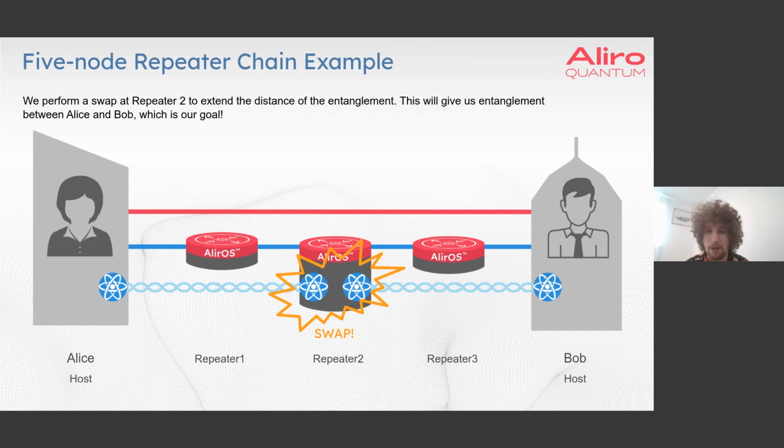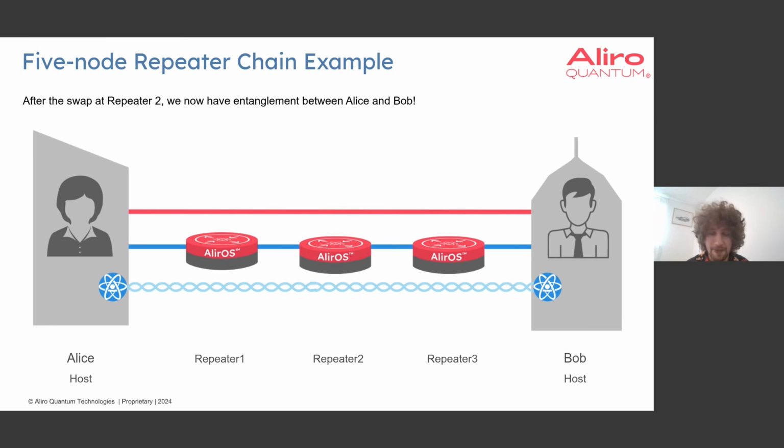Now we perform a swap at repeater 2 to extend our entanglement and give us entanglement between Alice and Bob. After the swap, we have entanglement between Alice and Bob, which was our goal in this example.